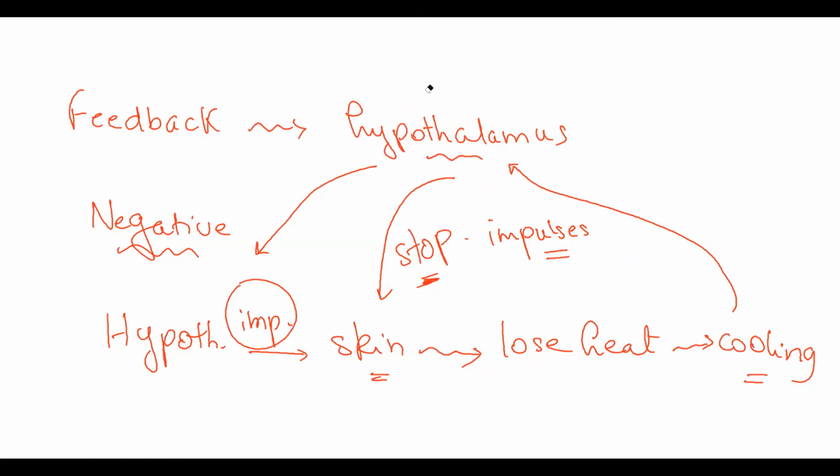طيب الكفايه دي عن طريق ايه؟ it will decrease the impulses to the skin. بدل ما كانت قاعده to send more and more impulses it's going to drop the amount of impulses to the skin. فالinformation that the blood has cooled down stops the hypothalamus from making the skin to do this action أو from ordering the skin to do the actions.